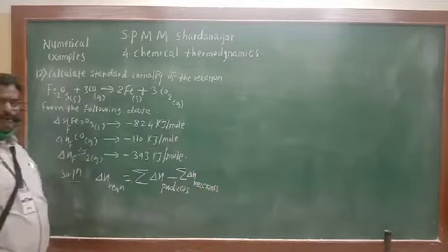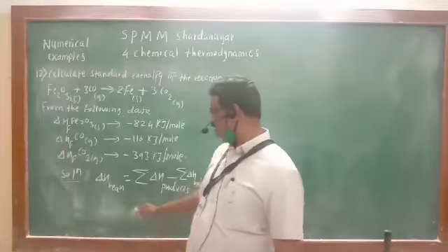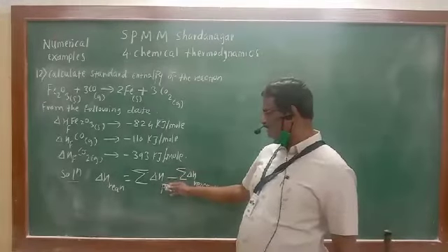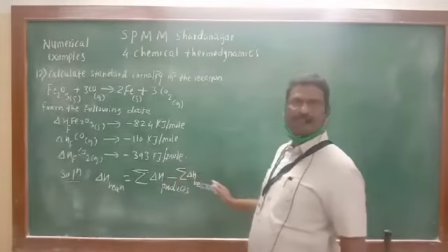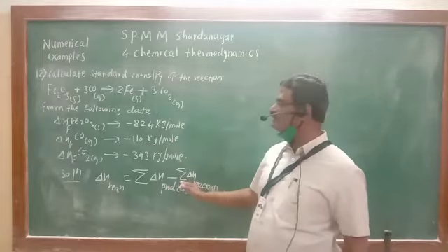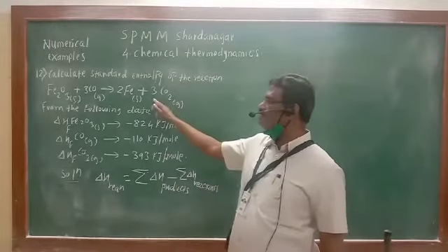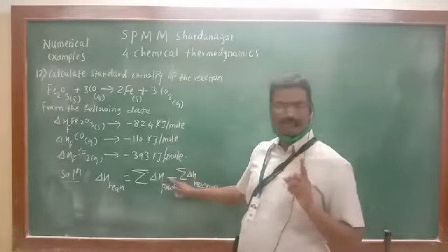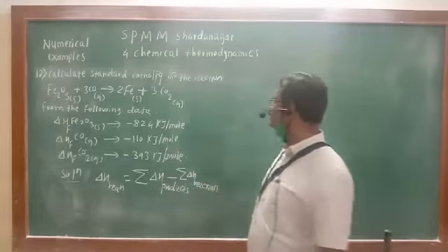Now it is very simple. We have to calculate the enthalpy of reaction. Since we know the formula, enthalpy of reaction is the summation of enthalpy of products minus the summation of enthalpy of the reactants. This gives us the enthalpy of this reaction. Now, in this equation, substitute the values and find out the answer.